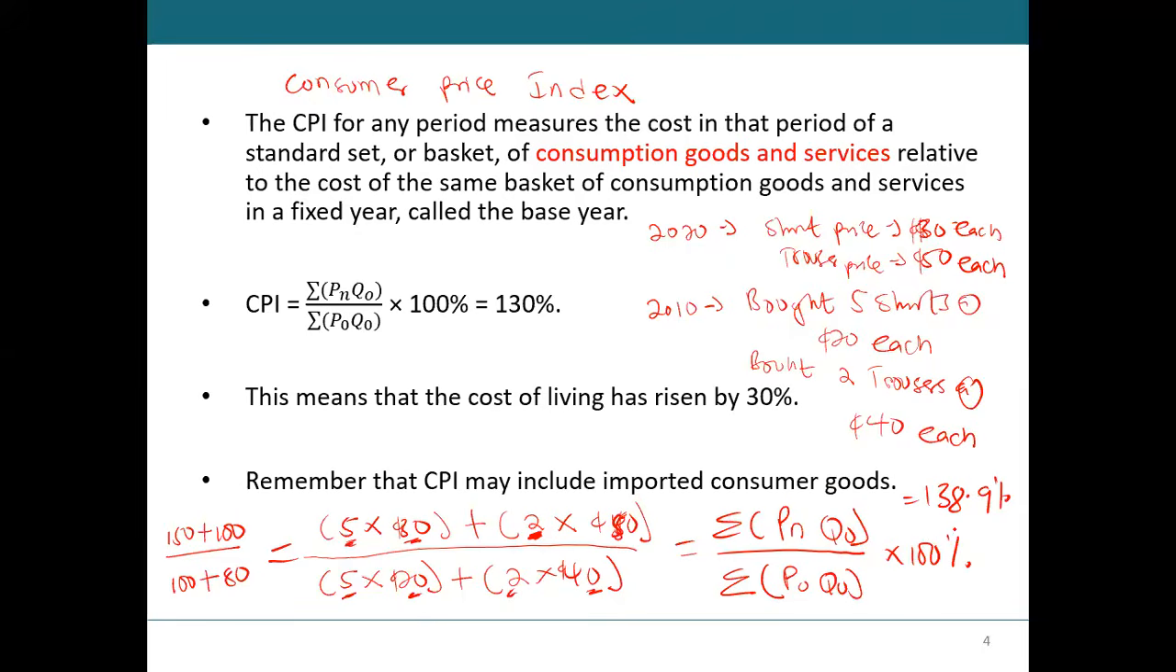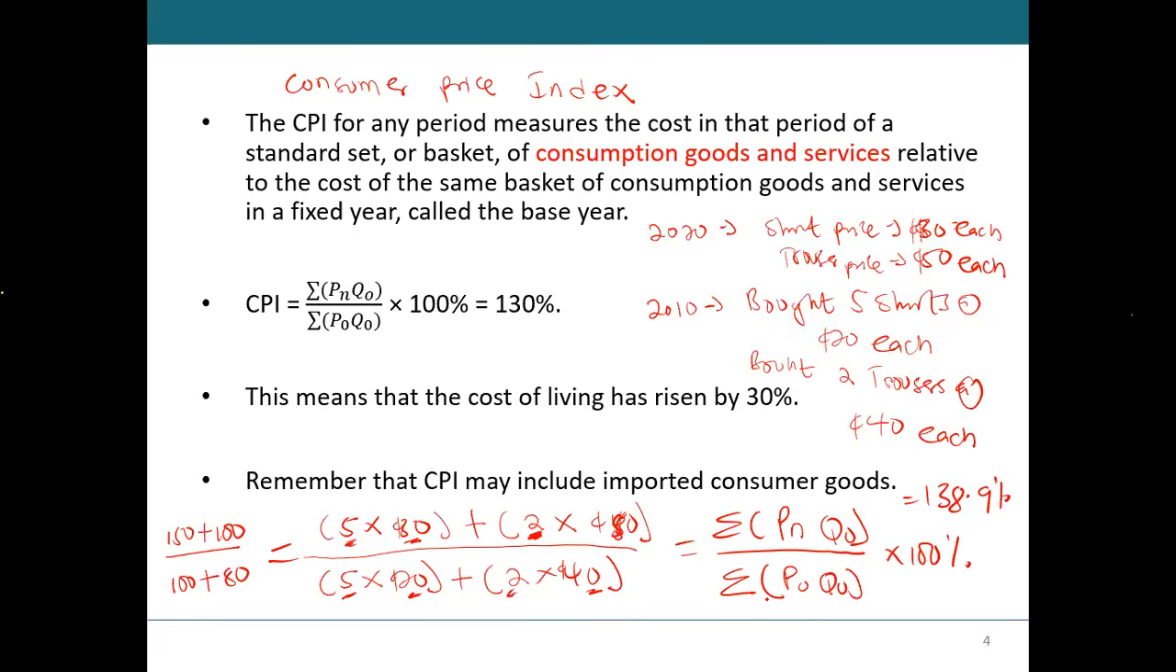Now, what does this mean? What this simply means is that between the base year and the current year, prices have risen by 38.9%. That is what it means. Which also means that, of course, your cost of living has also increased by 38%.